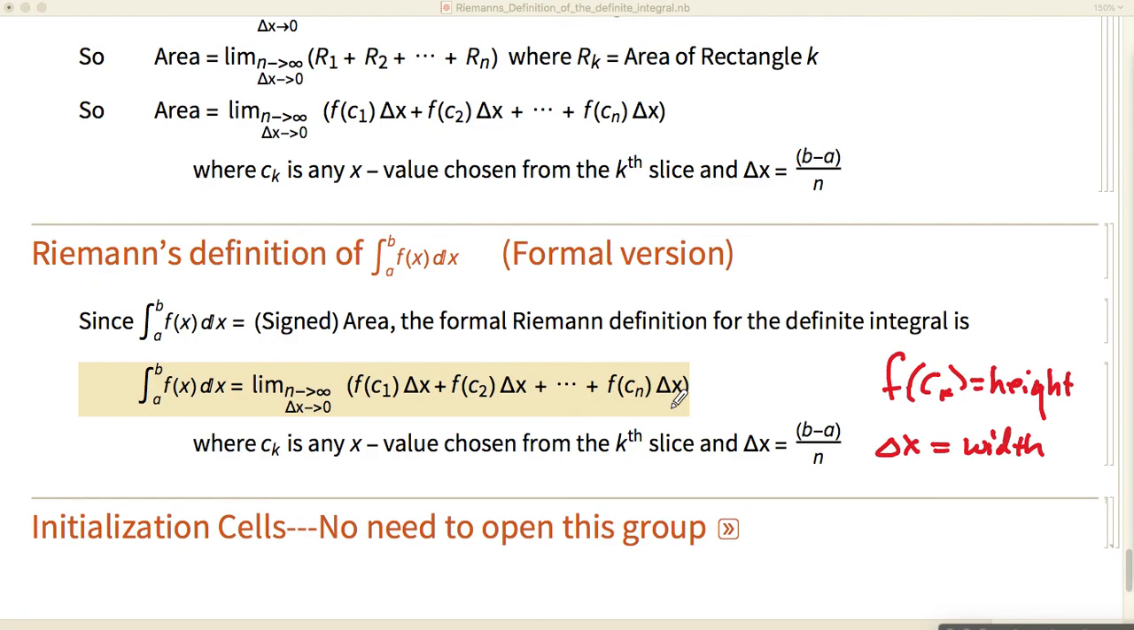In the next set of videos and in the rest of this learning module, we're going to continue looking at this definition of the definite integral, and we're going to learn how to actually work with it.